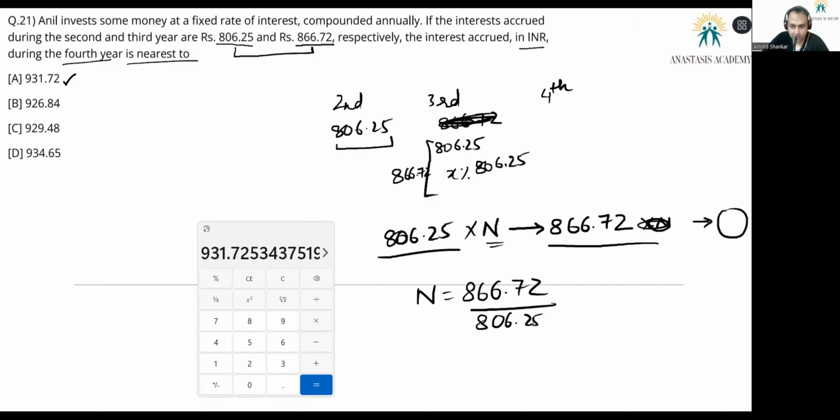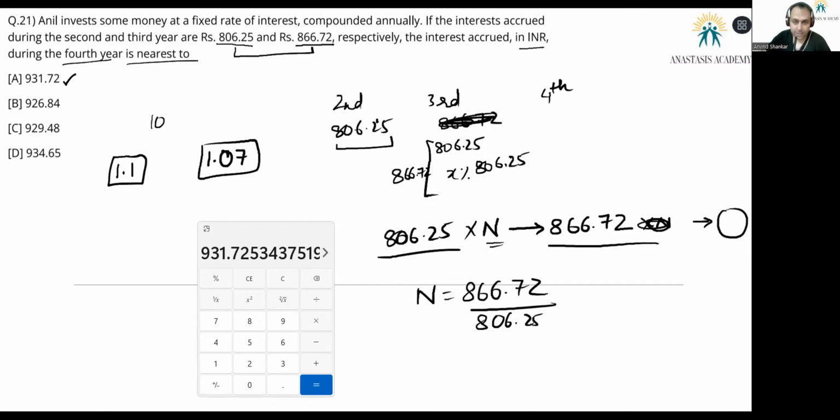Did anyone calculate the interest rate and get 7.5%? Very good, but it wasn't really needed. Let's say the interest rate was 10%. Then you are multiplying the interest amount you're getting with 1.1. If your interest rate was 7%, then you're multiplying it with 1.07.